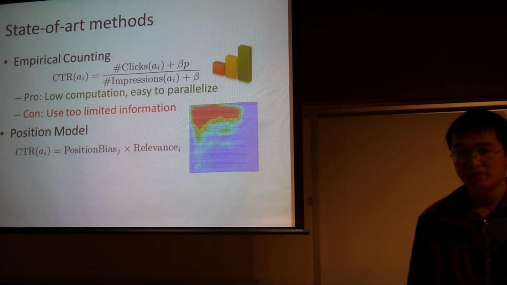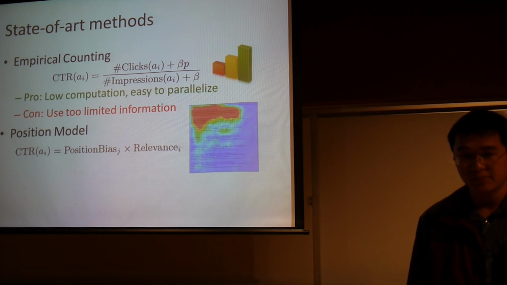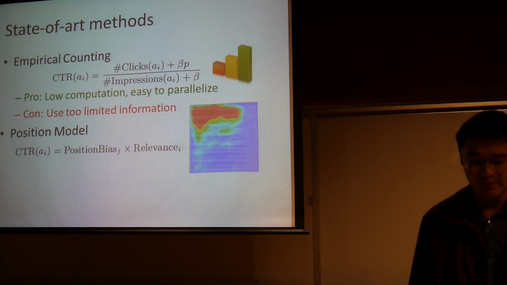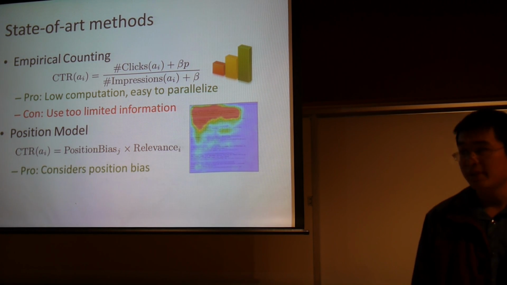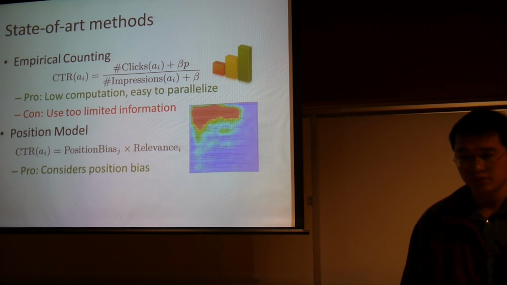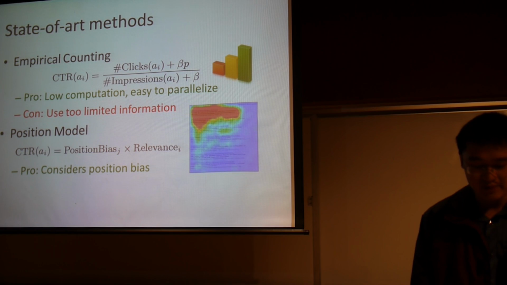In particular, our formula is that the CTR of an ad is defined as the product of 2 terms. The first one is the position bias, indexed by the position J of the ad, and the second one is the relevance, or the ad quality. And we use the expectation maximization algorithm to derive the optimal values of these 2 classes of quantities, the position bias and the relevance.